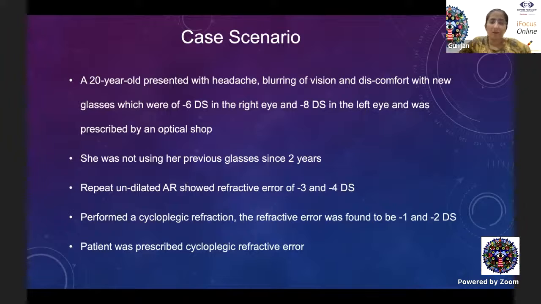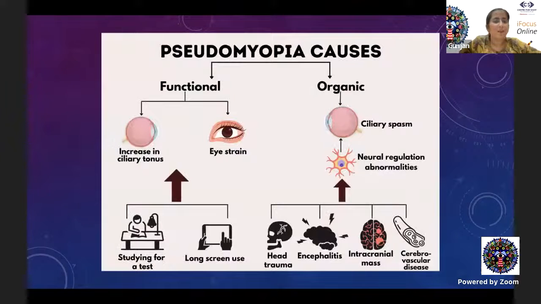So these things are very common in practice, because patients are not using glasses for a long time, and this causes pseudomyopia, that is a false, excessive power or excessive myopia. It is caused because of increase in the ciliary tonus, eye strain. Usually patients will have a history of studying for long hours. They might have exams approaching and long screen use, which is common in this era.